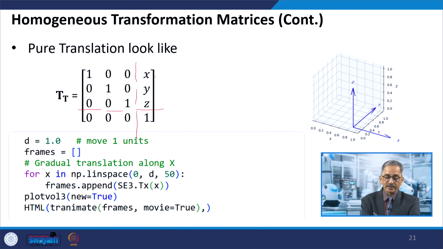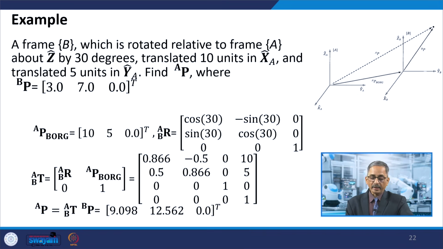If you have a translation in x direction by amount x, in y by y, and in z by z, then this is the transformation. In case of pure translation, this rotation matrix is going to be an identity matrix. Okay. So, it is a 3 cross 3 identity matrix over here, and in the last row you are going to have 0 0 0 1. Okay. So, let us take an example.